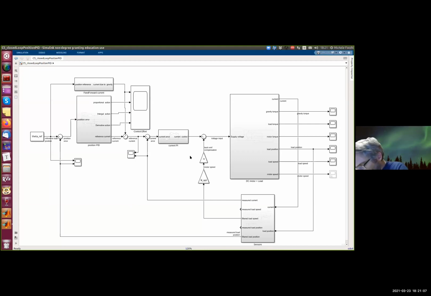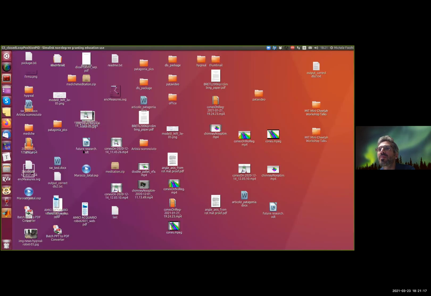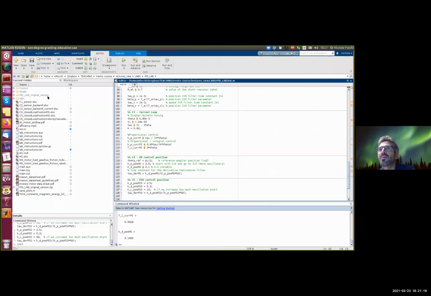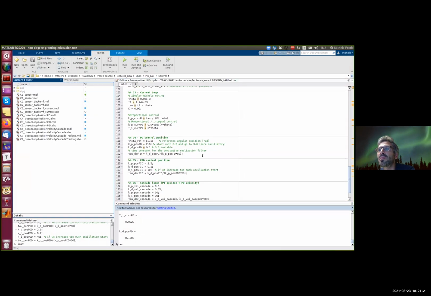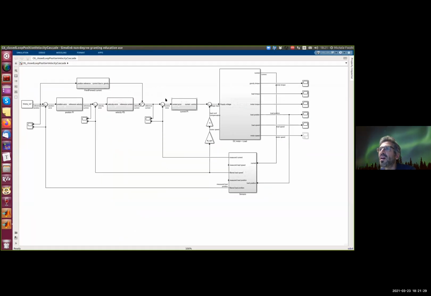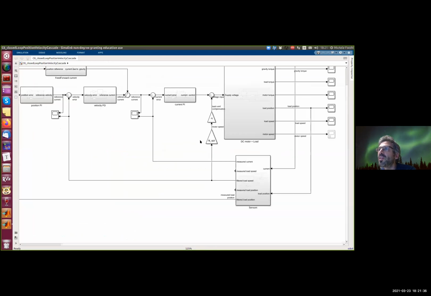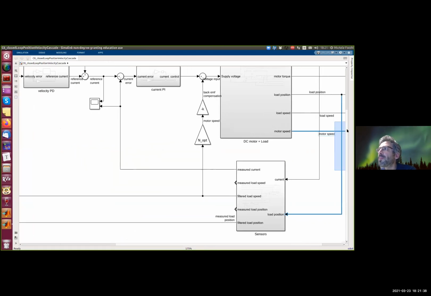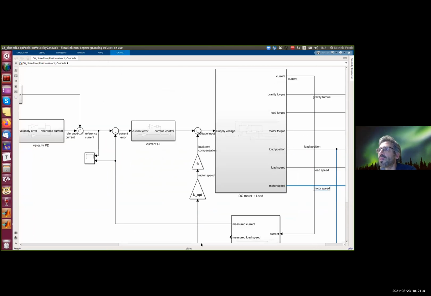So what can we do now? Do you have a different idea? How can we improve this? We can improve this, for example, by doing a cascade loop architecture. So putting another loop in the middle between the position and the current loop. So you have the current loop here, as before.